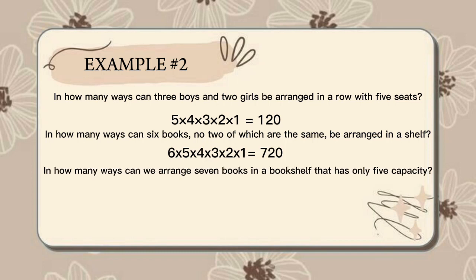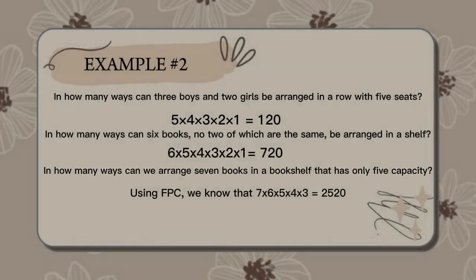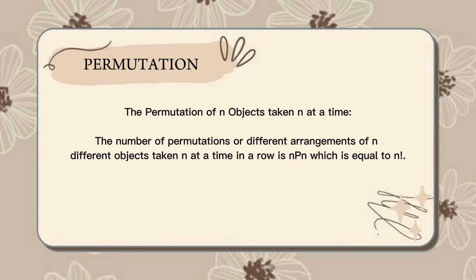Next is, in how many ways can 7 books be arranged in a bookshelf that has only 5 capacity? Using the fundamental principle of counting, we know that 7 times 6 times 5 times 4 times 3 is equal to 2,520. Permutation. The permutation of n objects taken n at a time. The number of permutations or different arrangements of n different objects taken n at a time in a row is nPn, which is equal to n!.